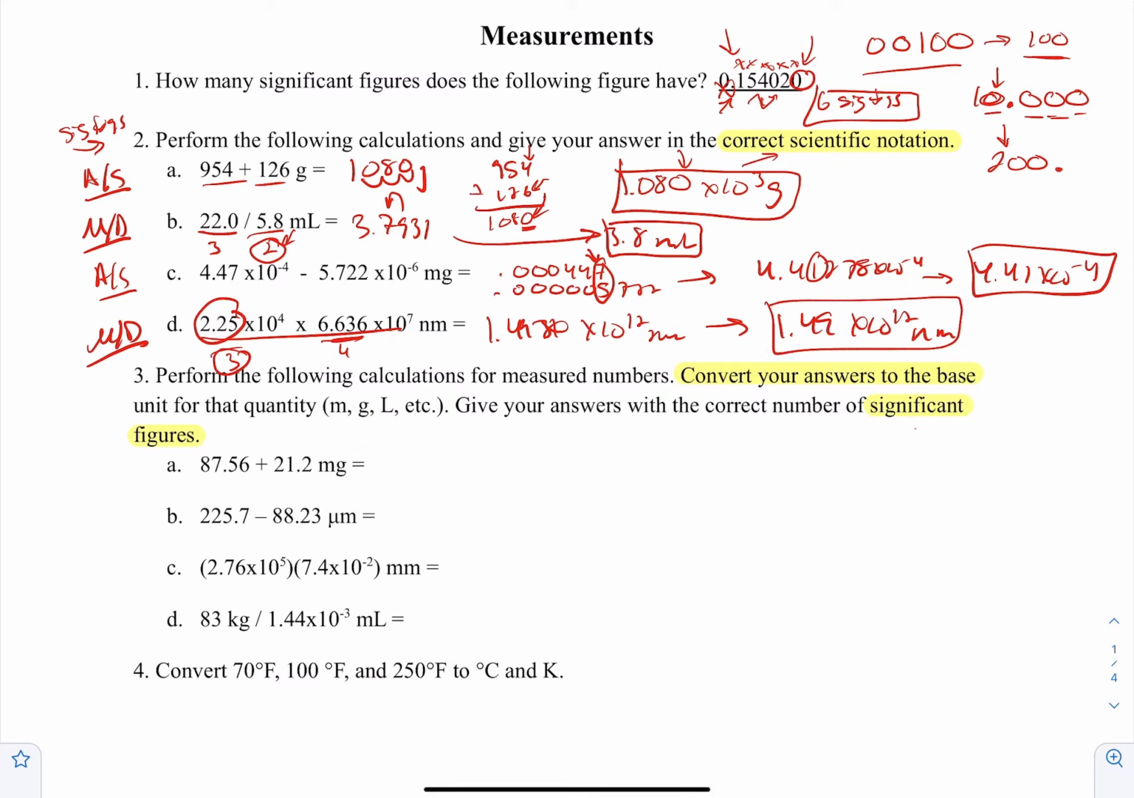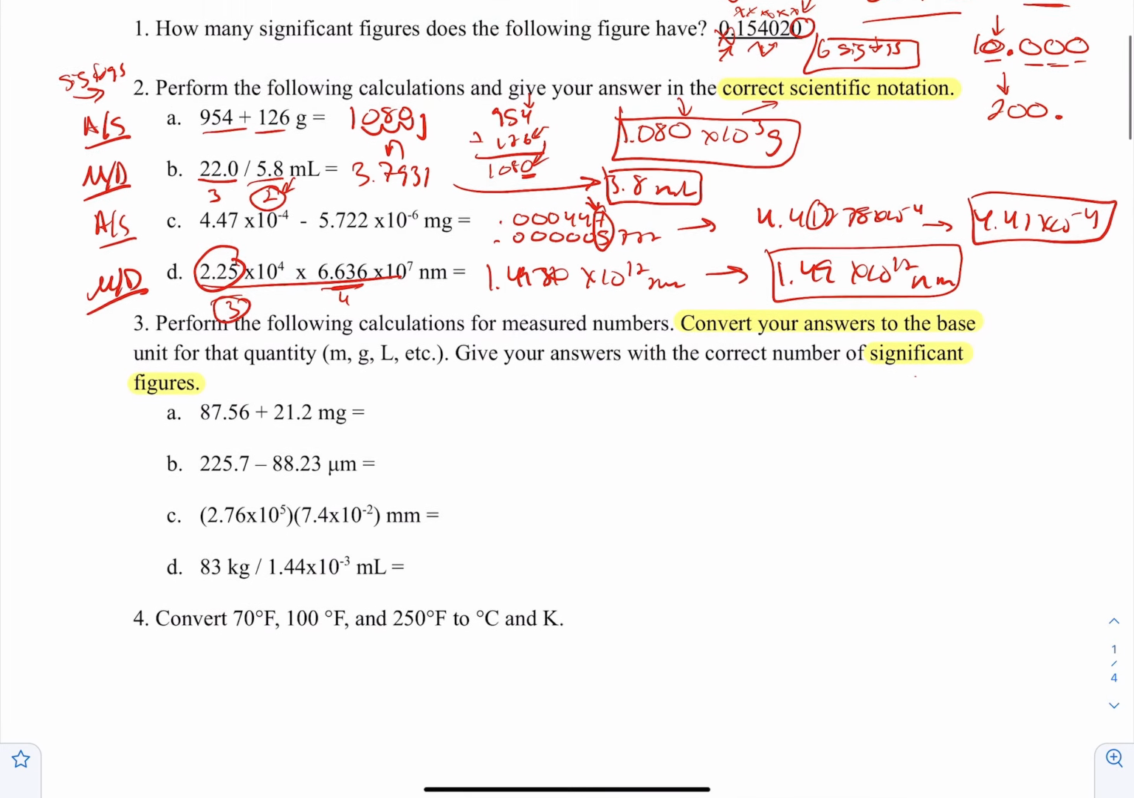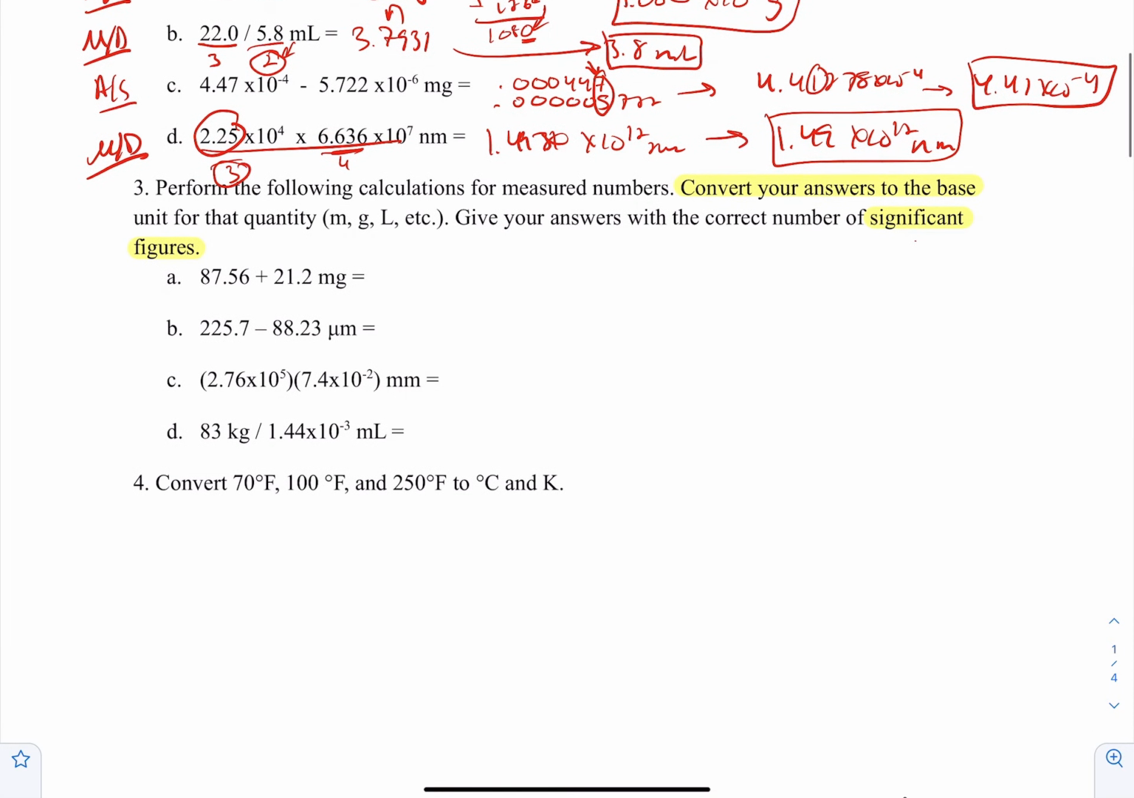All right? Hope that made sense. Hopefully, as we do some more examples here, it'll make more sense. All right, perform the following calculations for measured numbers. Convert your answers to the base unit for that quantity, whatever that may be. Okay, so notice here that we're talking about the base unit.